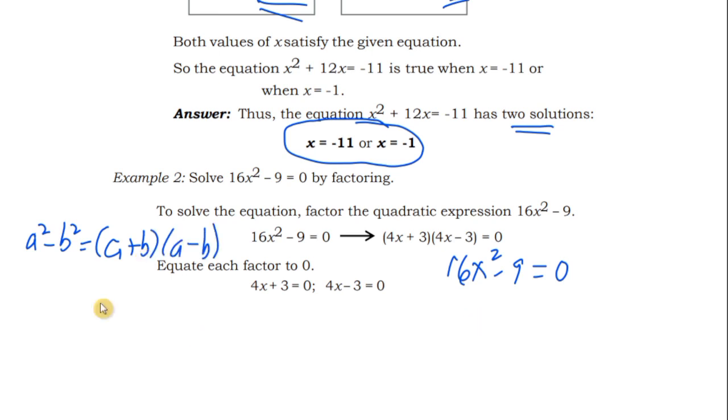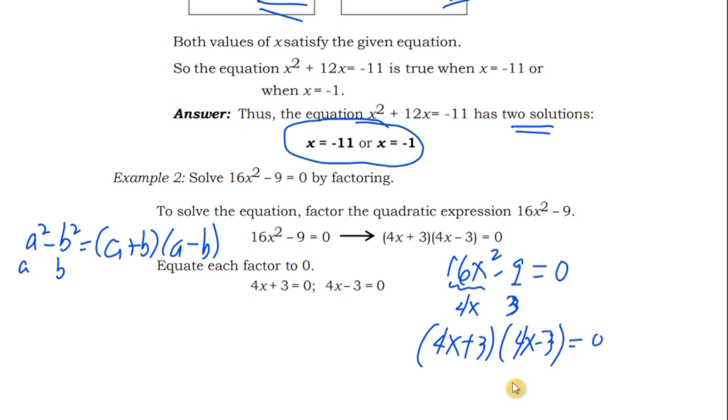So therefore, we could now claim that 16x squared is a perfect square of 4x, while 9 is a perfect square of 3. So a squared is a perfect square of a, b squared is a perfect square of b. That's why we have a plus b and a minus b. So here, this one is 4x plus 3 and the other one is 4x minus 3 equals 0.